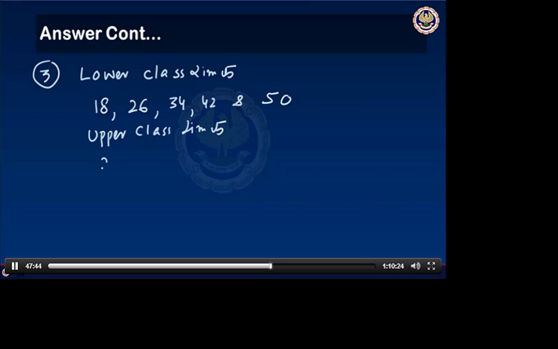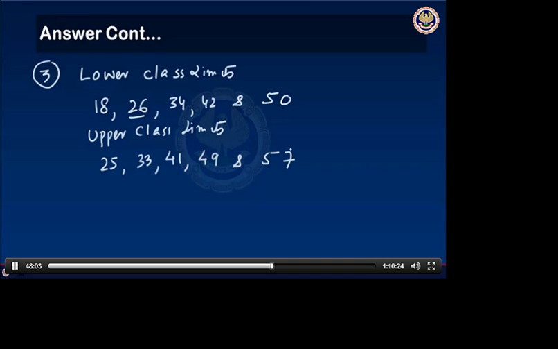Which will be 25. So this is 26. So minus 1 is 25. So this is 34. 1 less than this, 33. Similarly, 42. 1 less than this, it will be 41. And then 49. Okay. And 57. The finally will be 57.